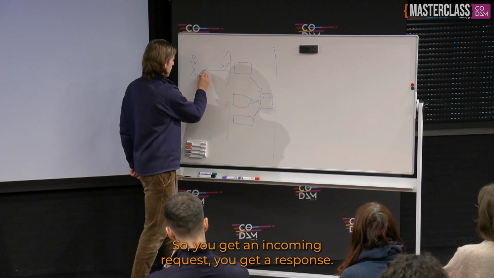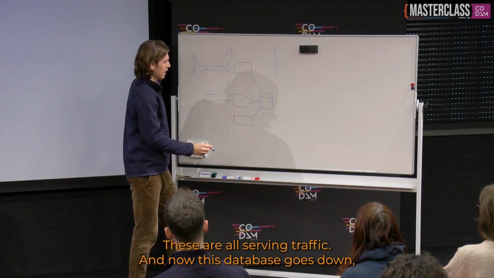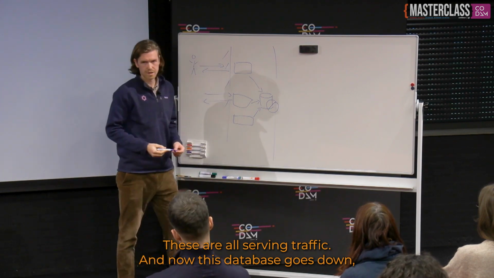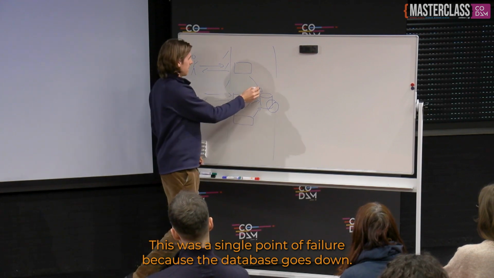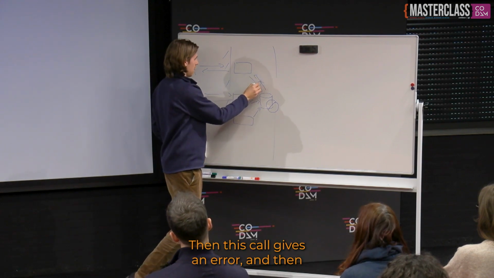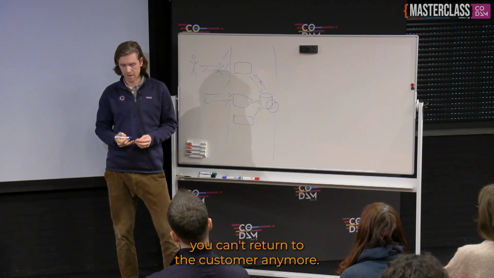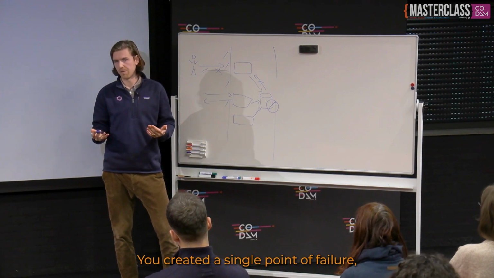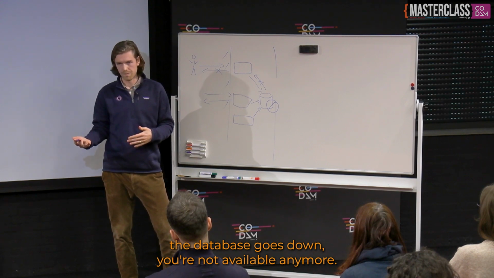So you get an incoming request, you get a response. These are all serving traffic. And now this database goes down, right? This was a single point of failure because the database goes down. Then this call gives an error, and then you can't return to the customer anymore, right? So you created a single point of failure. The database goes down, you're not available anymore.